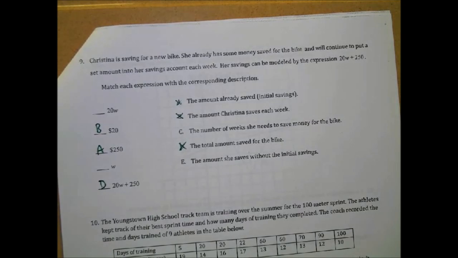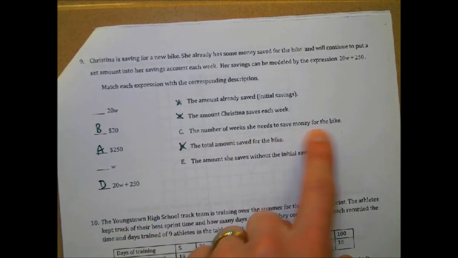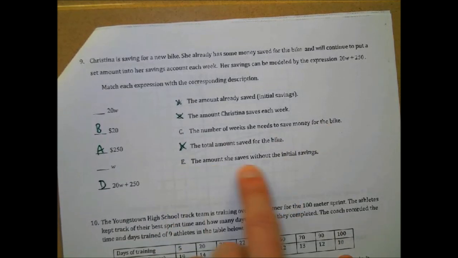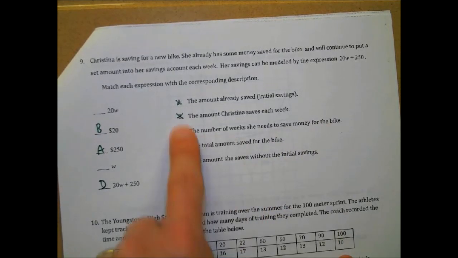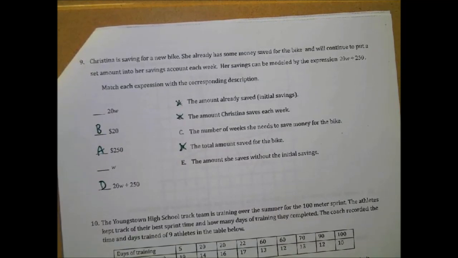Okay. Again, you've got C, the number of weeks she needs to save money for the bike, or E, the amount she saves without the initial savings. Which one of these two here goes with, pick one and then try and match to here. So. All right. So 20W would go with C. Okay, so C says the number of weeks she needs to save money for the bike.